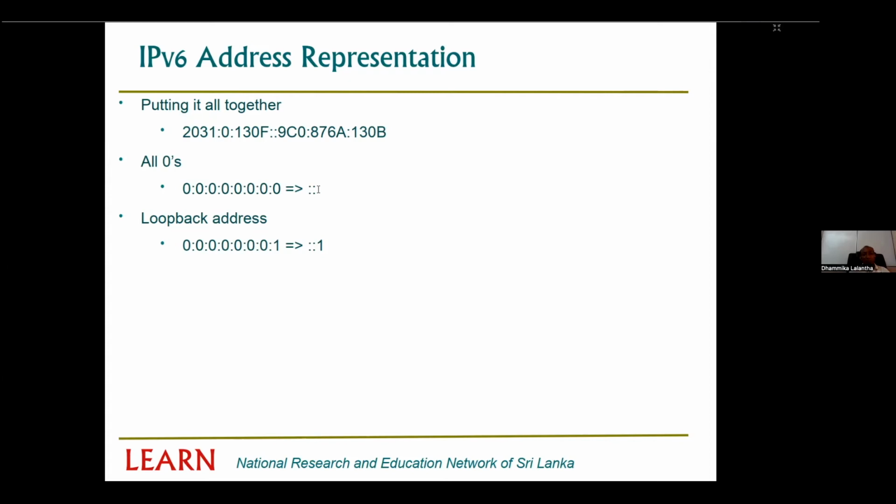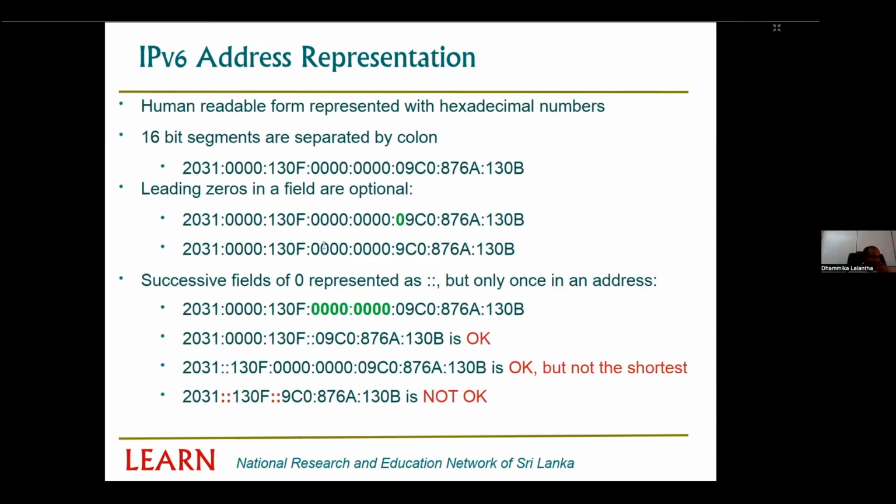Another special address is the loopback address. The IPv6 loopback address will be this, and we can compress it to this address. So this is a special representation. These all zeros and loopback addresses are special representations. So that's actually the whole set of IPv6 address compression rules and techniques.